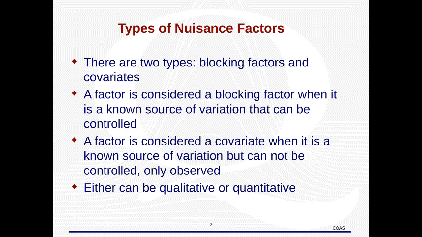Both types can be either qualitative or quantitative in nature. A blocking factor might be categorical, like different operators, or numerical, like temperature settings we control. Similarly, a covariate might be a categorical variable like batch identification or a continuous measurement like ambient pressure. This classification framework will guide our choice of analytical strategy, which we'll examine in detail on the next slide.